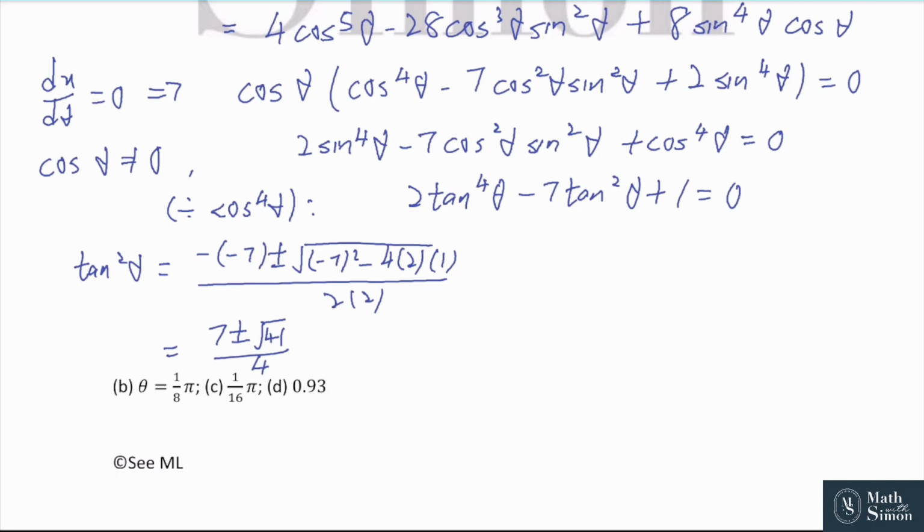Okay, so these are the values that we have for tangent squared theta. We need to, of course, take the square root of those: 7 plus and minus square root of 41 over 4, right? So when we actually take the square roots, there are many cases that we want to consider here. Let's just move to the next page before we write down all the solutions here. It's actually quite a bit.